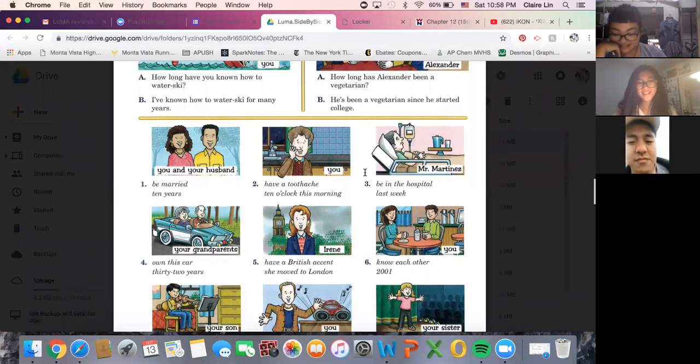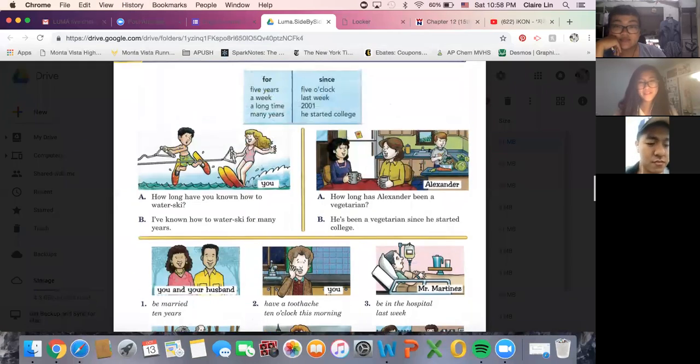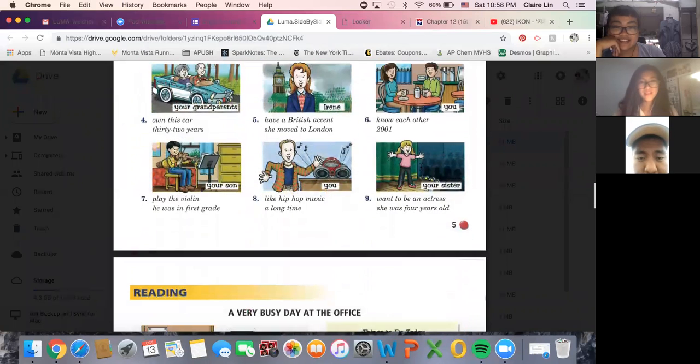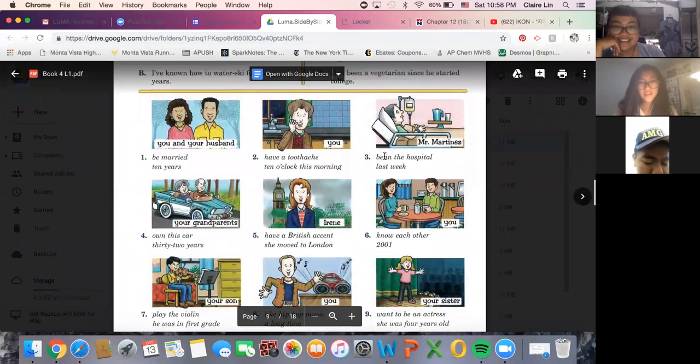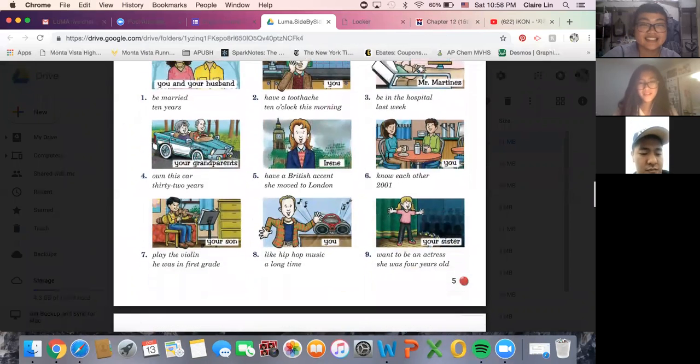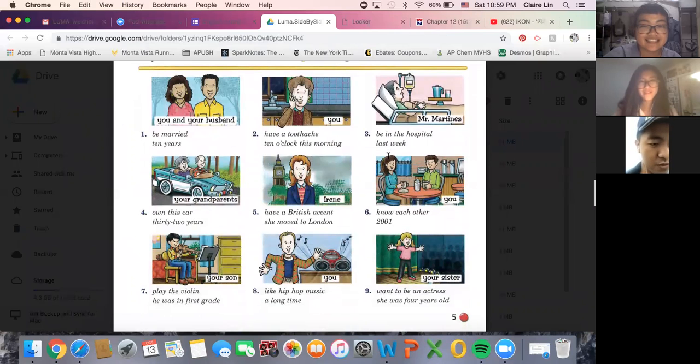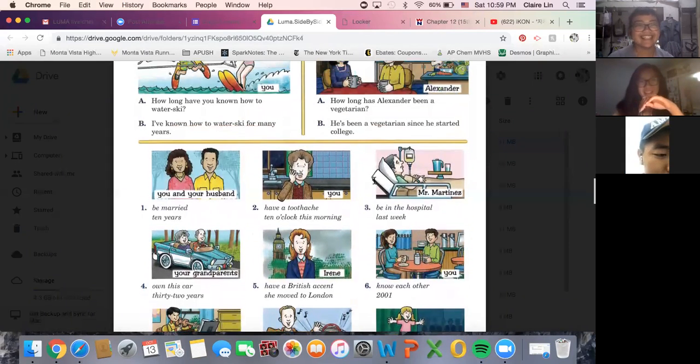Can you see my screen? So it's over here, number 3. I think it's page 5 if you have it with you. Yeah, I have the textbook. On page 5, number 3. You ask the question according to the picture, and then you answer it.